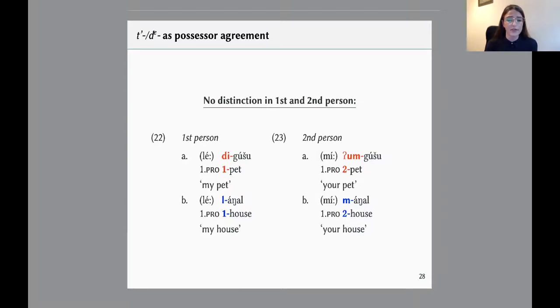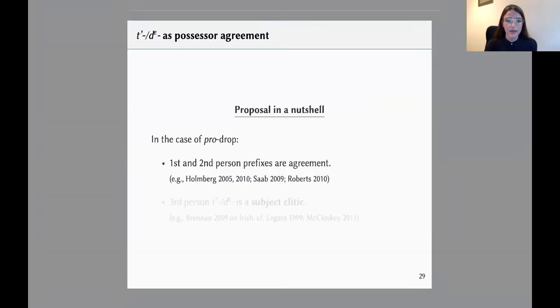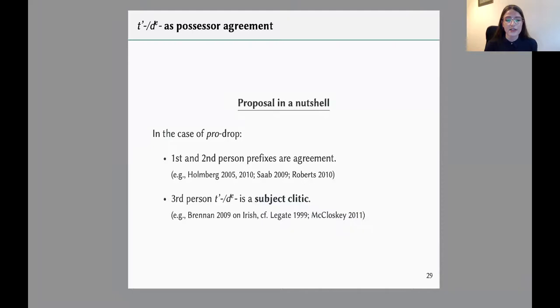It stays invariant regardless. Now, without going into a detailed analysis, I'm just going to give a nutshell of a proposal and an idea here, which is that in the case of prodrop, in the general case, so say for first and second person, we have true agreement. So what we have is licensing of agreement, even in the absence of an overt subject. On the other hand, the third person prefix can be treated as a subject clitic that undergoes incorporation, essentially into the possessive structure.